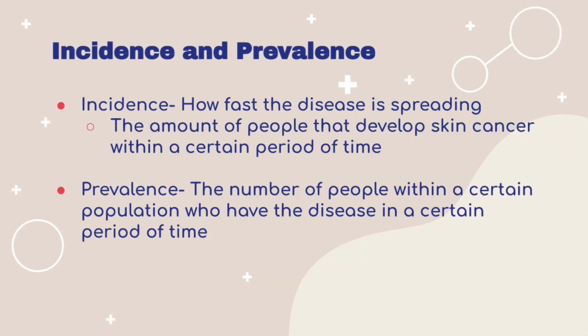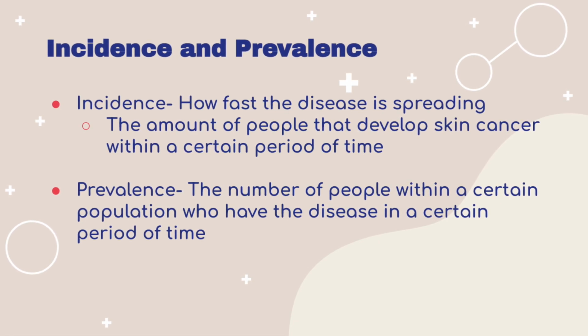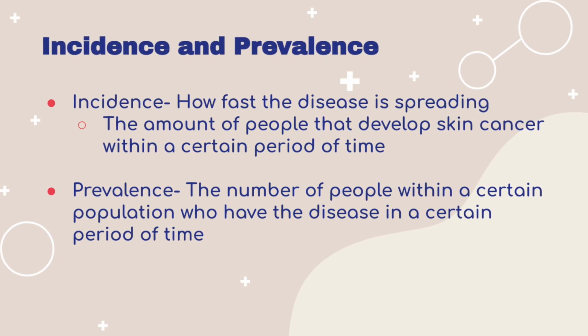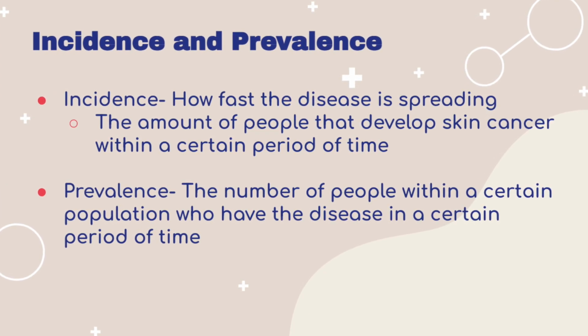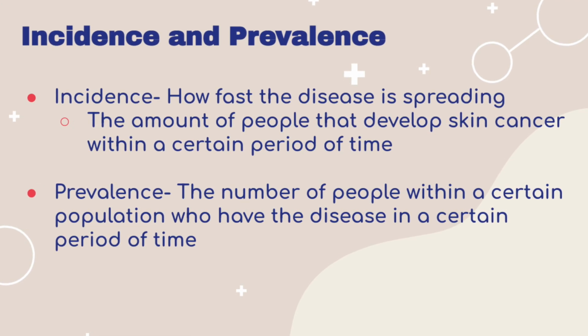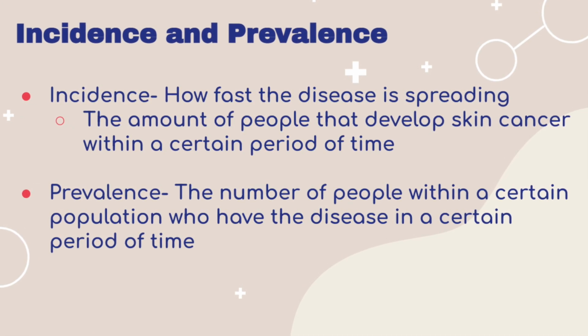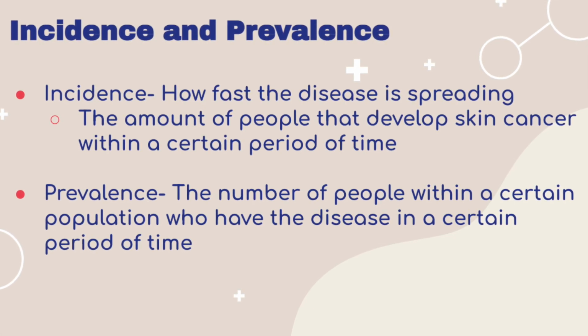When talking about skin cancer, or any disease at all really, it's important to talk about the incidence and prevalence of it. So the incidence is how fast the disease is spreading. So it's the amount of people that develop skin cancer within a certain period of time. And prevalence is the number of people within a certain population who have the disease in a certain period of time.